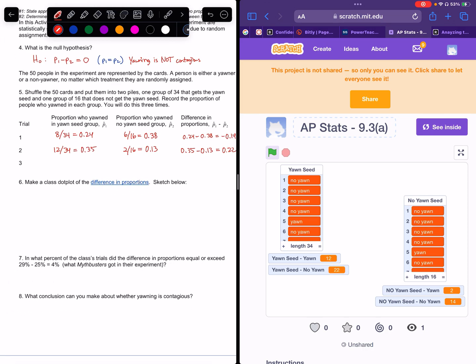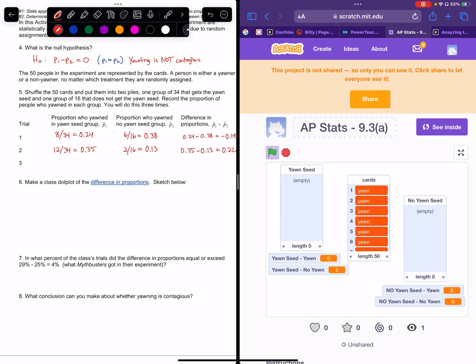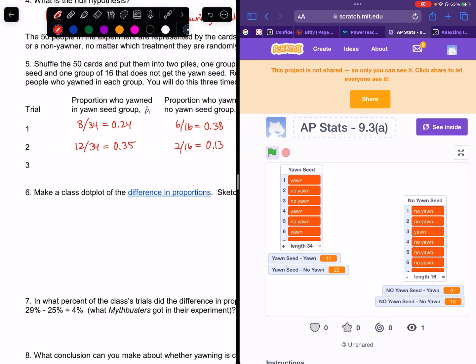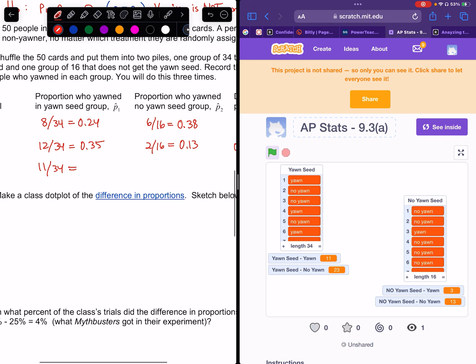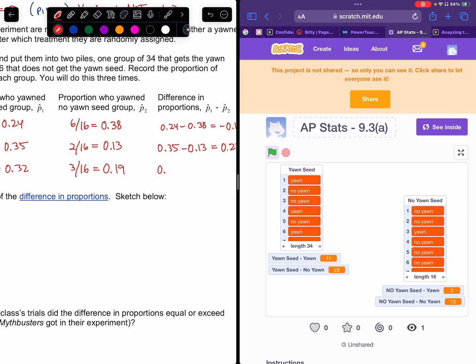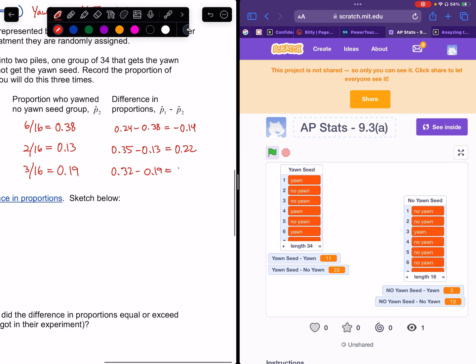And then trial number 3, run that one more time. And we get 11 out of 34. So that's going to be pretty close to what we just got. 3 out of 16, which again should be close to what we just got. So 11 out of 34 is 0.32. 3 out of 16 is 0.19. 0.32 minus 0.19 is 0.13.